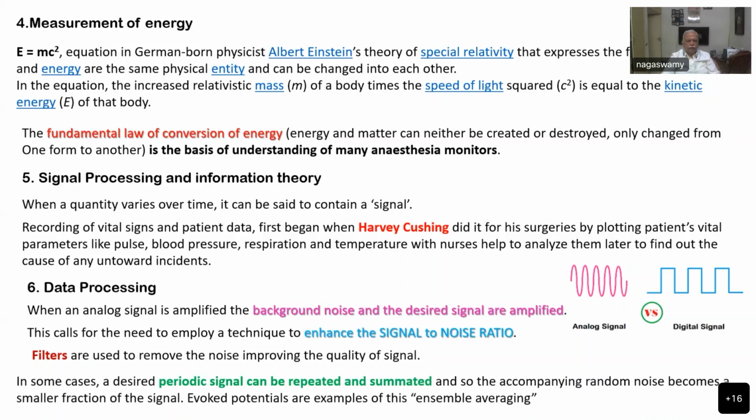And in some cases, a desired periodic signal can be repeated and summated, so that the accompanying random noise becomes a smaller fraction of the signal. This is the basis of what is called the evoked potential, which she mentioned as ensemble averaging. So many signals are summated or added together, and all the unwanted noises are filtered, and you get an improved signal quality, which is called ensemble averaging.